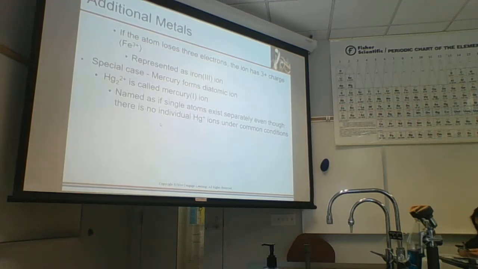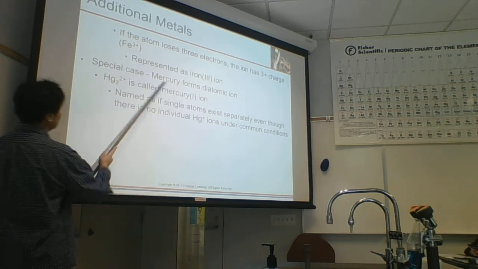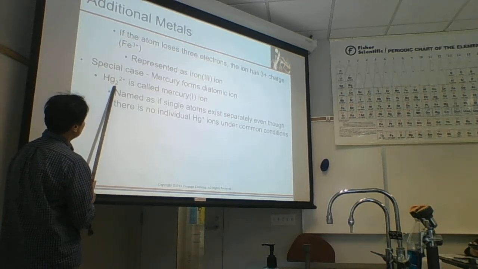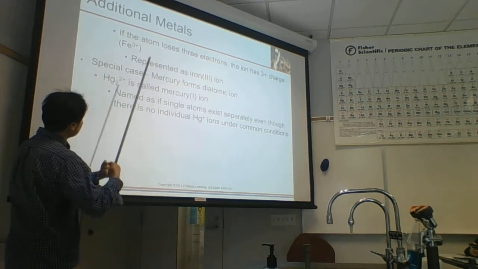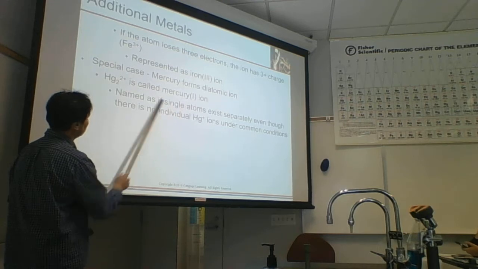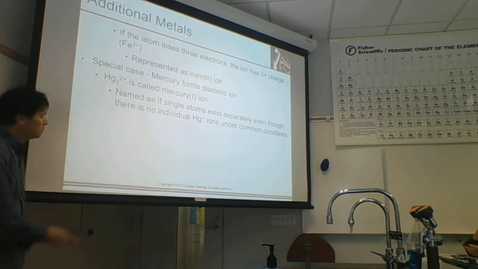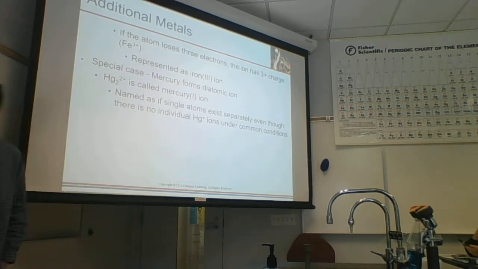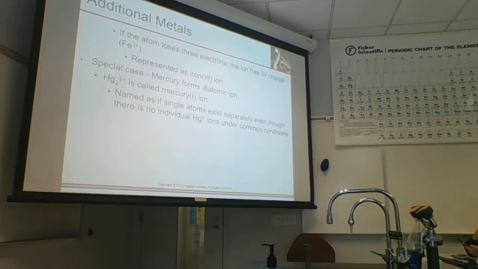Here's a special case. Mercury forms diatomic ions. These are polyatomic, or diatomic in this case, 2 atoms. We have 2 atoms of mercury bonded together with a total charge of 2+. It's called mercury 1, each of the single mercuries has a +1 charge, and we have to combine 2 of those.